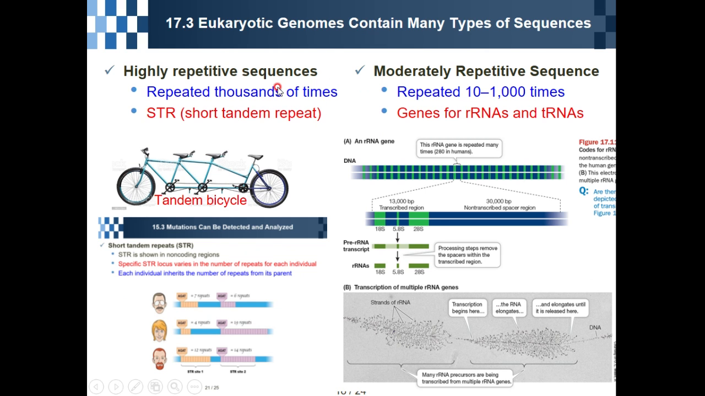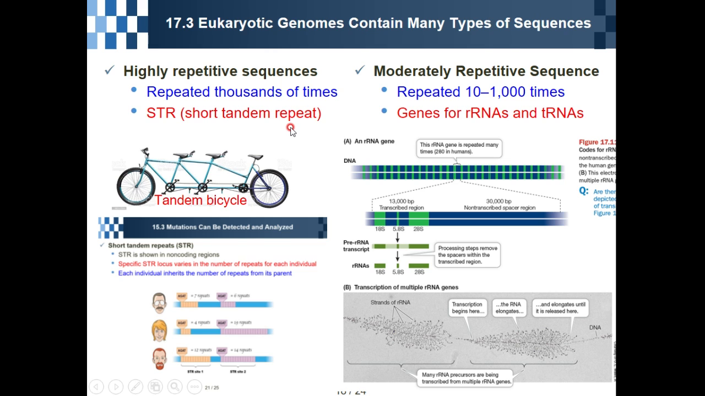And also, the advanced eukaryote has a highly repetitive sequence. Also we have the moderately repetitive sequence. Highly repetitive sequence means that it is repeated thousands of times. Moderately repeated sequence is repeated between 10 to 1,000 times. For example, STR belongs to the highly repetitive sequence.